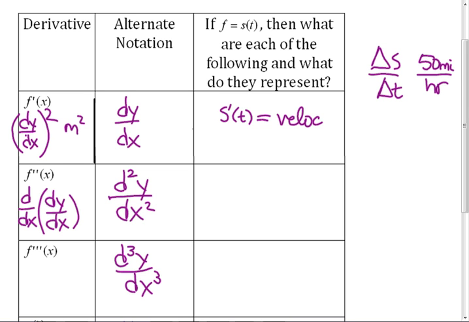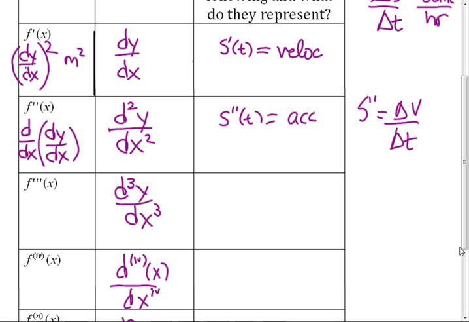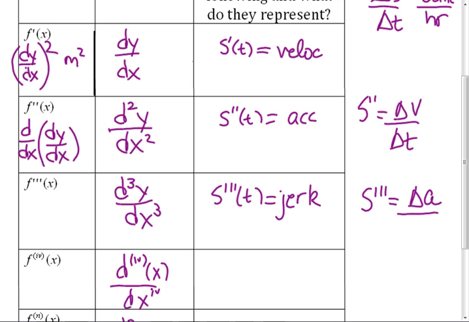Okay. What if I do s double prime of t? That's the acceleration, right? That's the change in the velocity as time changes. But that's still not what causes you troubles in car accidents. It's the third derivative. It's s triple prime of t. It's called the jerk. In your book, it's called the jerk. So s triple prime is the change in the acceleration as time changes.